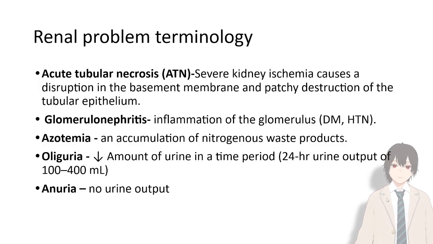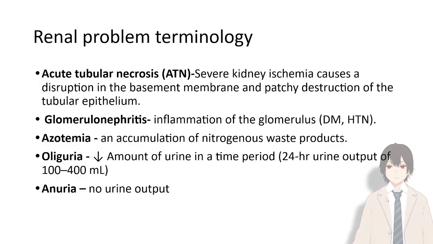Glomerulonephritis is basically anything that ends in itis is indicative of inflammation, and this is talking about the glomerulus part of the kidney. Azotemia is basically the accumulation of waste products that are high in nitrogen. So azo is like the root word for any nitro-based products. Oliguria, oli meaning few, urea meaning urine, so small amount of urine in a time period. So overall, in a day, you're looking at this 100 to 400 ml mark.